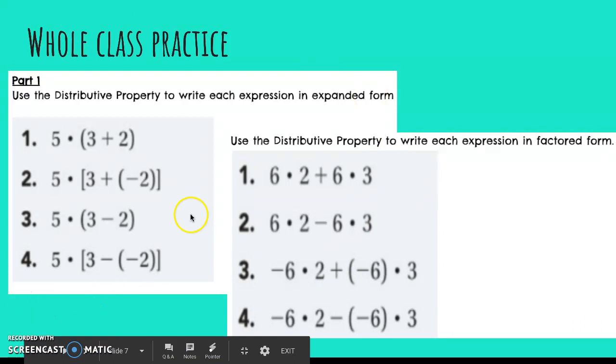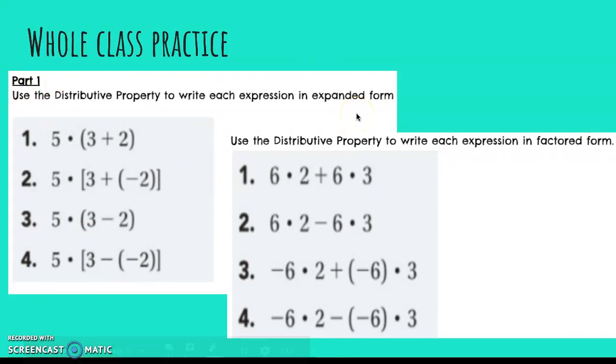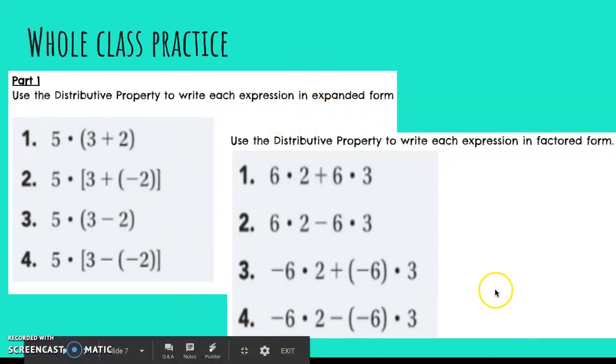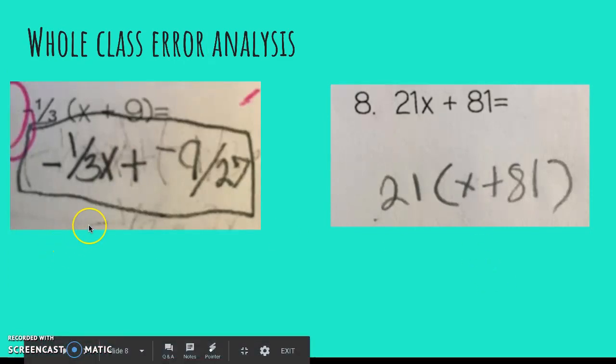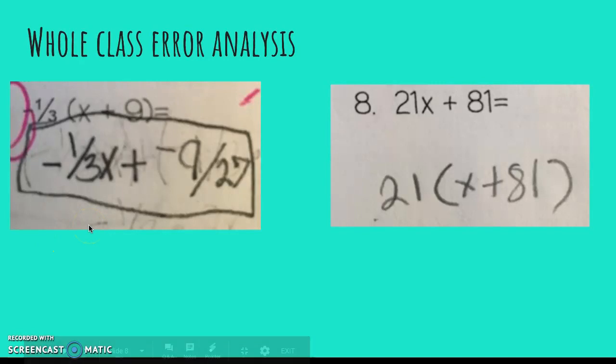We then went through, they practiced 1 through 4 using expanded form. We came back together, checked answers, and then they practiced doing factored form. Same thing, came back, checked answers. We then did error analysis. They did just one on the board. They didn't see both of them at the same time. This is just for the sake of this PowerPoint.